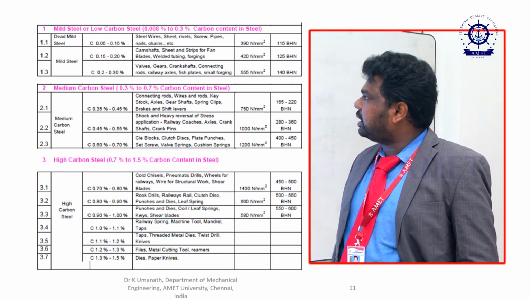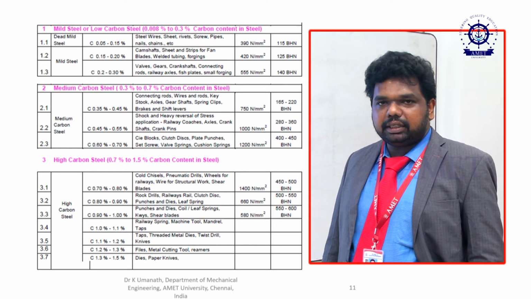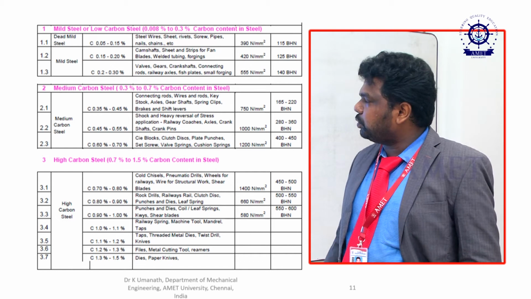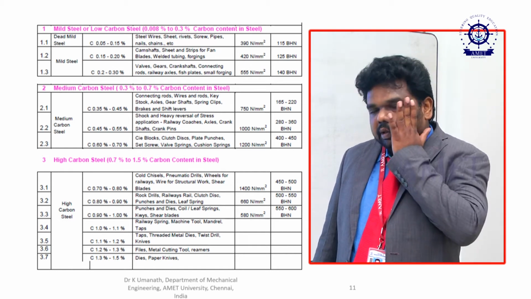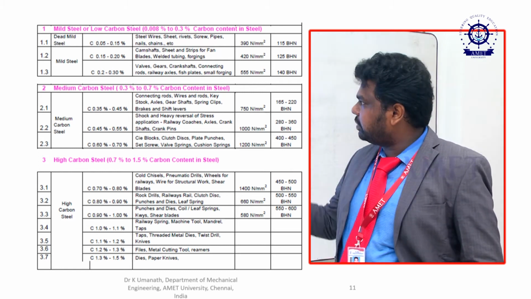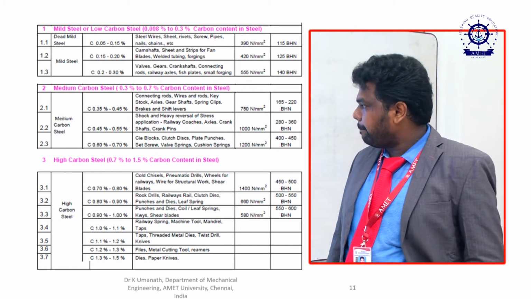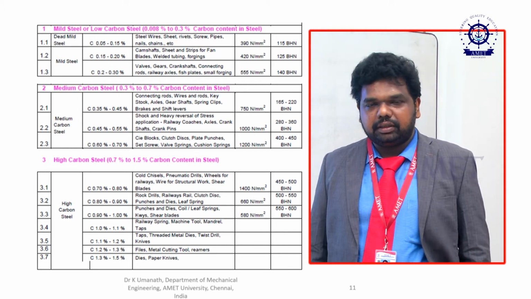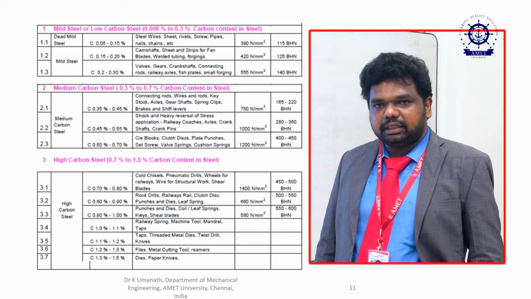Similarly, hardness also increases when adding carbon content: 115 to 140 BHN for low carbon steel, then 165 to 450 BHN for medium carbon steel, where BHN means Brinell hardness number. Then similarly, for high carbon steels, more than 450 to 600 BHN you will get with the help of increasing the carbon content.